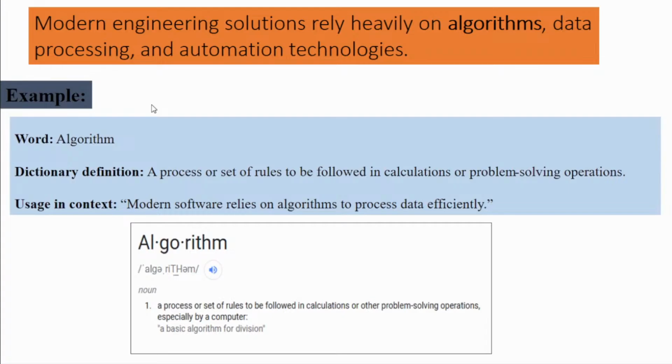So it is a very common term to you all, but sometimes you might not know what it is, right? So to define the term, it is algorithm. So you can see the dictionary definition: a process or set of rules to be followed in calculations, problem solving operation, right? So the context, when it is used in your context, right? That means in engineering technology, you can place it as process data efficiently. So here you can see the image where it defines algorithm.